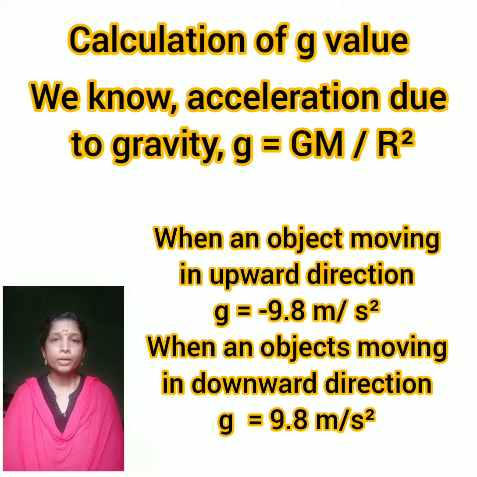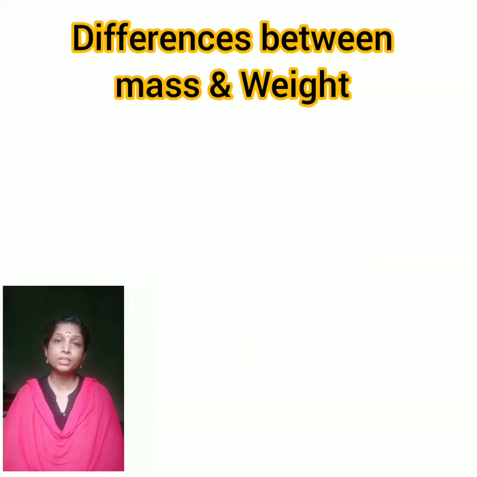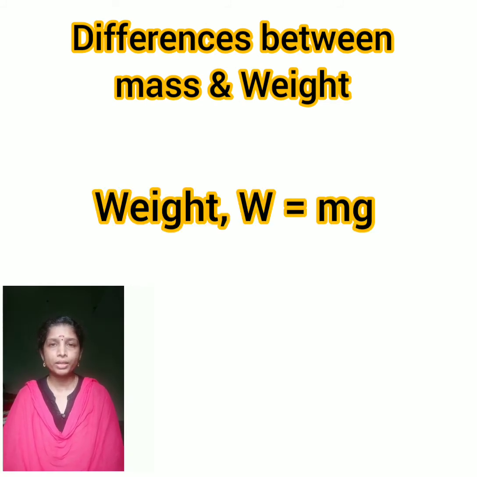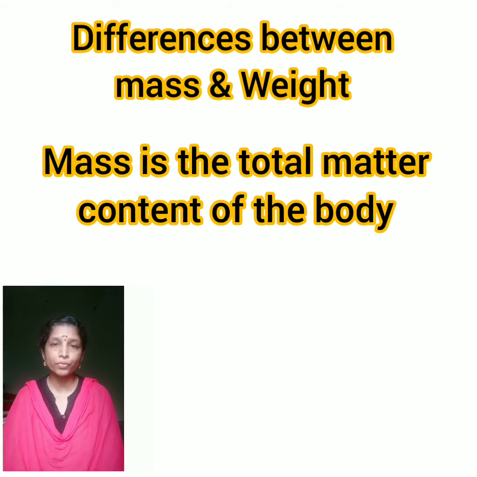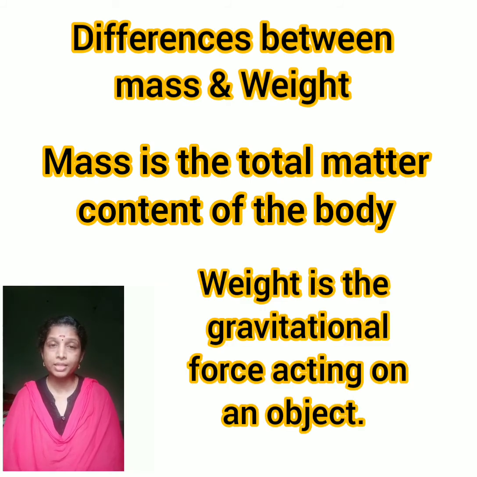Okay, now we can discuss what are the differences between mass and weight. Now we studied the acceleration due to gravity also, and we know F is equal to ma, that is equal to mg, that is the weight of the object. So we can discuss more about the differences between mass and weight. First of all, the mass is the total matter content of the body. Weight is the gravitational force acting on an object.